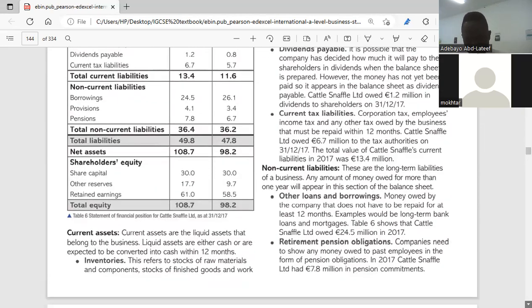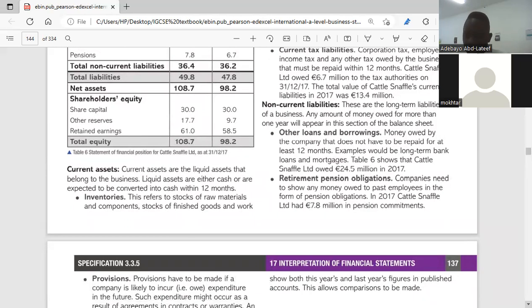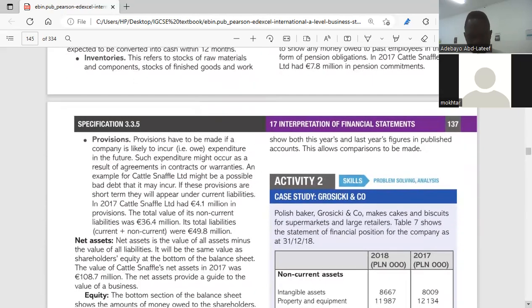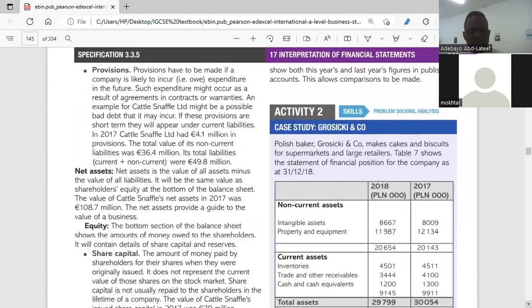For the non-current liabilities, these are long-term liabilities that can last for more than a year, like loans and borrowings for more than a year, like a mortgage. The pension obligation can stay for more than a year. Other provisions for expenditure, like provision for other liabilities, they can stay for more than a year. Then how do you get your net assets? Your net assets is the value of your assets minus the value of your liabilities. That's our net assets.